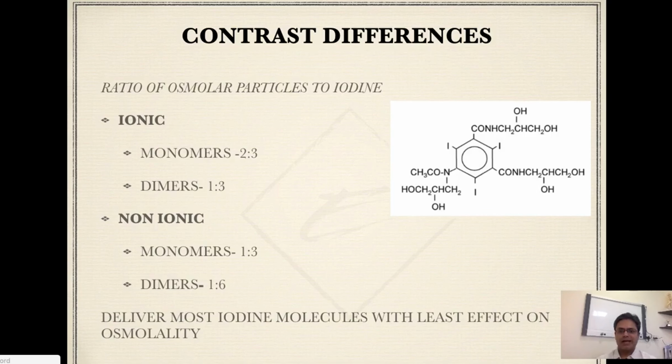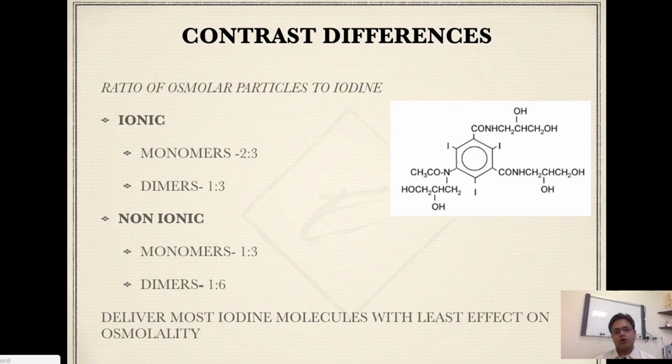If we talk about dimers, what is happening is we've got 2 benzene rings over there. In terms of the osmolar particles, we've still got the anions and cations, and then the iodine doubles up because there are 2 benzene rings. So there are 6 iodine molecules. So the ratio we get of the osmolar particles to iodine is 2:6, which is equivalent to 1:3.